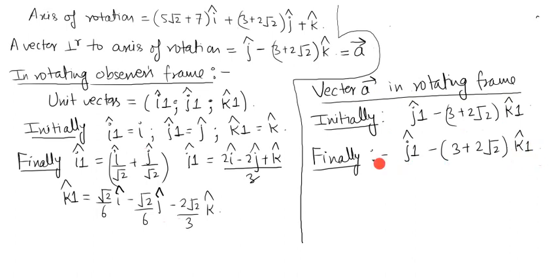Okay, so finally also the vector A in rotating frame of reference will be represented by this same expression using J1 cap and K1 cap. So this expression will remain same for rotating observer, but for ground observer it will change. Why? Because finally in ground frame of reference, I1 cap is not equal to I cap, but it is equal to I by root 2 and J by root 2, and same goes for J1 cap and K1 cap also. All these three vectors have changed. But in rotating frame of reference, finally this will represent my final vector.